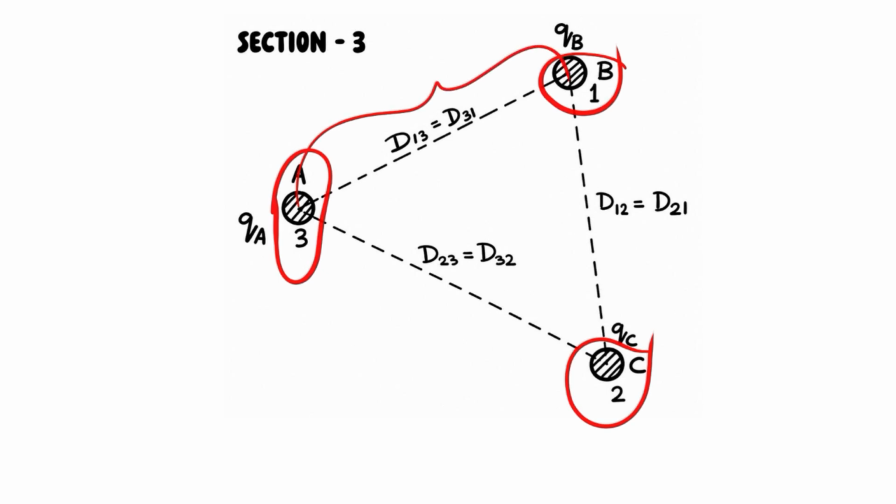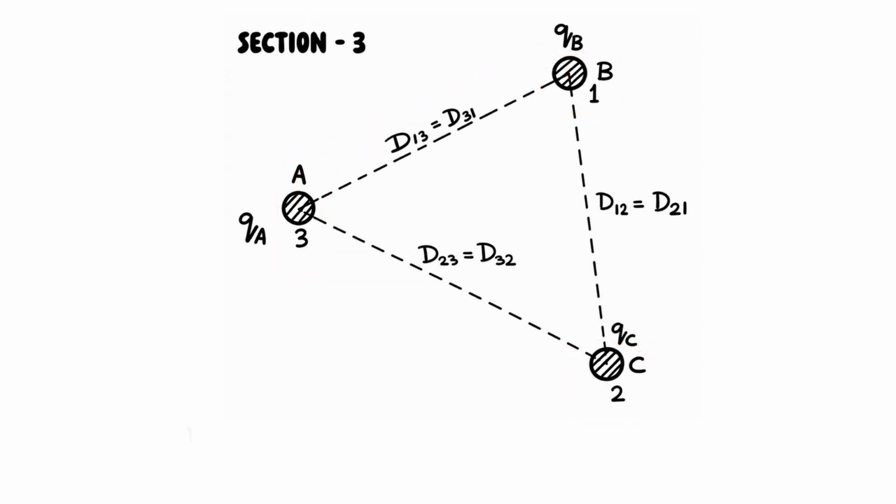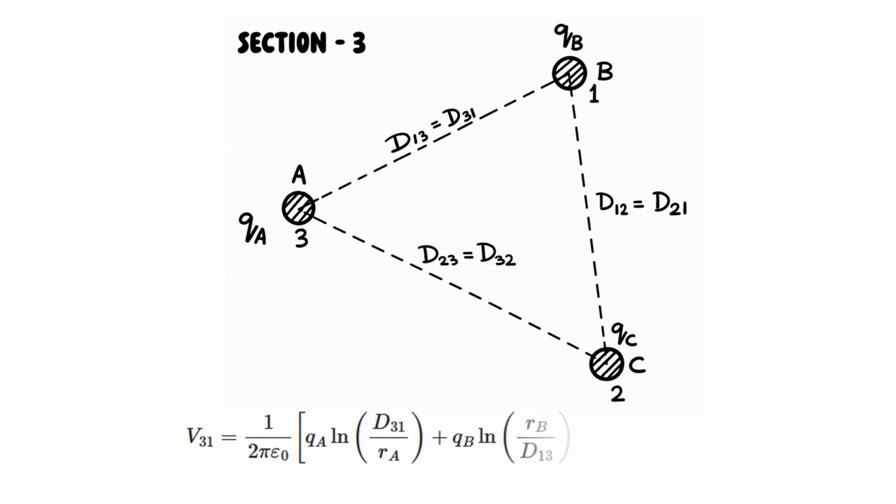And that voltage can be written as V31 equals 1 divided by 2 pi epsilon 0 multiplied by within brackets QA multiplied by the natural logarithm of D31 divided by RA plus QB multiplied by the natural logarithm of RB divided by D13 plus QC multiplied by the natural logarithm of D21 divided by D23.